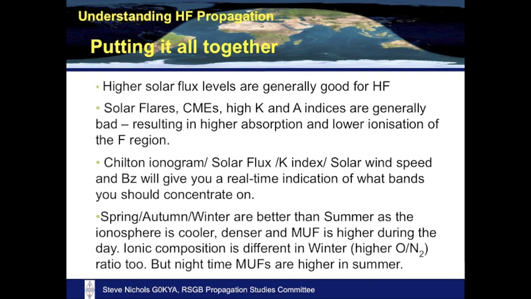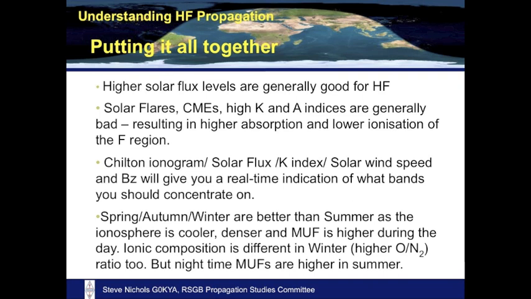So if you want a real-time indication of what bands you should be concentrating on, then Solar Ham will give you the solar flux indices, the K index, the solar wind speed, and the direction of the interplanetary magnetic field, the Bz, which will give you a real-time indication of what bands you might want to concentrate on.